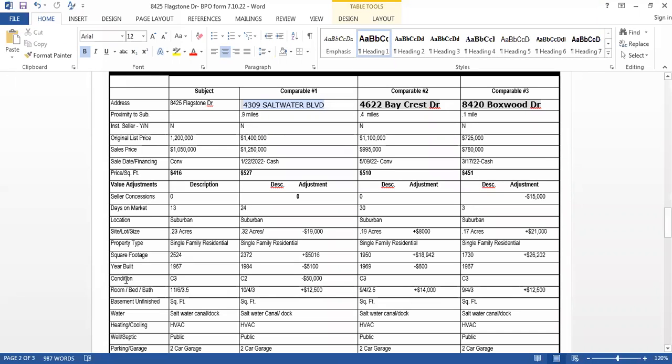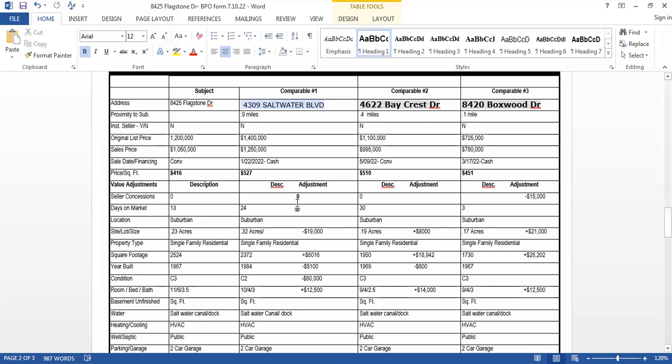Now, the next line here is condition. This is important to pay attention to, okay? Because as you can see, these homes that I'm using are older homes. And our subject property was in good condition. New roof, new AC. It was built in 67, but it had been kept up. It had new granite countertops, new flooring, new paint, a lot of different stuff. They had updated the home quite well. It wasn't brand new construction, but it has been updated.